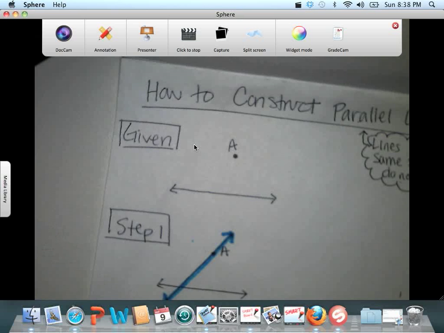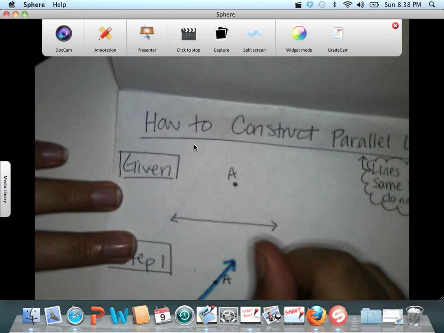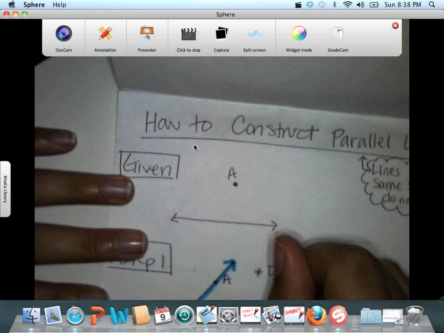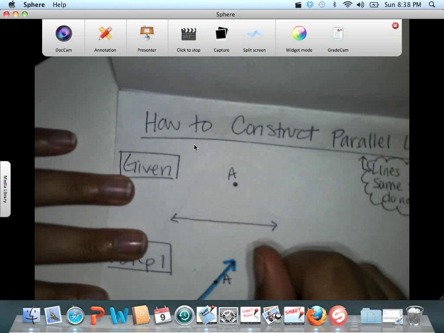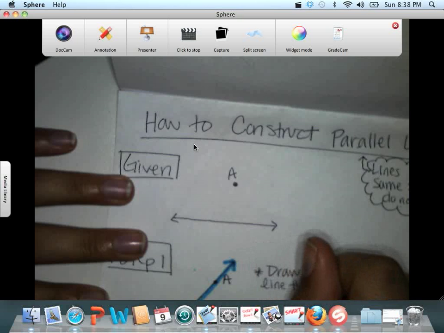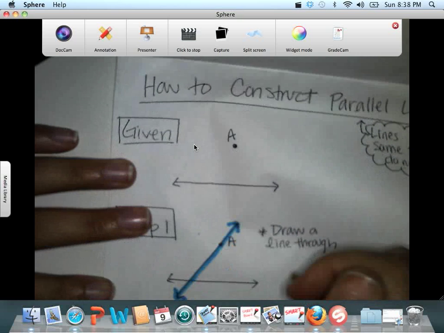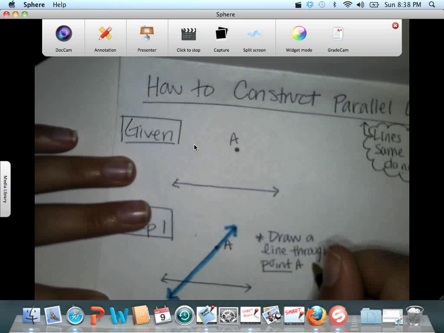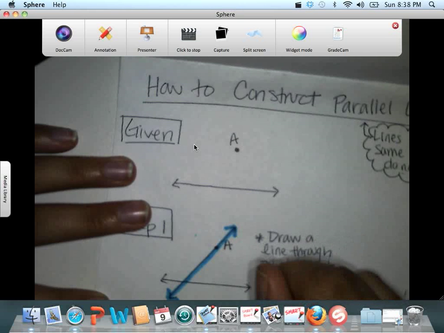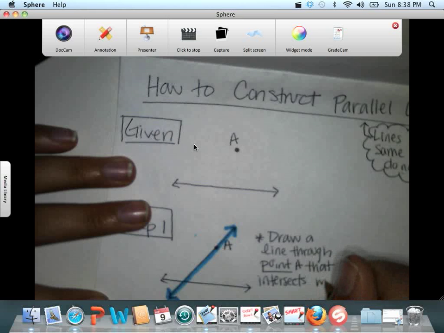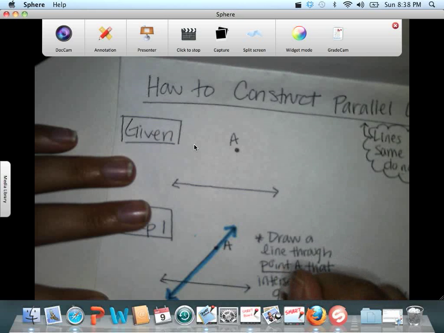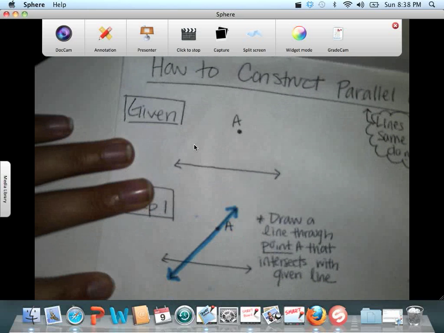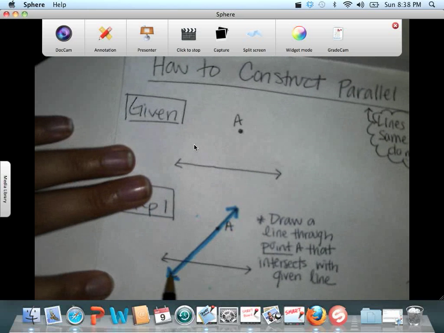Okay, so your first step, draw a line through point A that intersects with the given line. Okay, that is step 1, to draw this blue line.